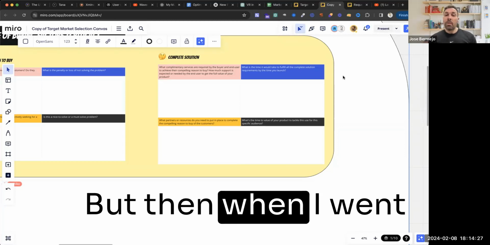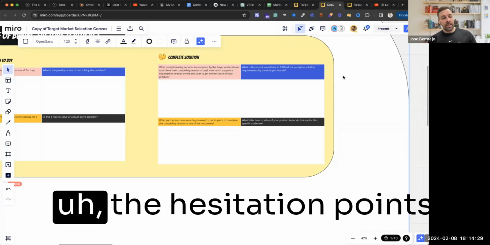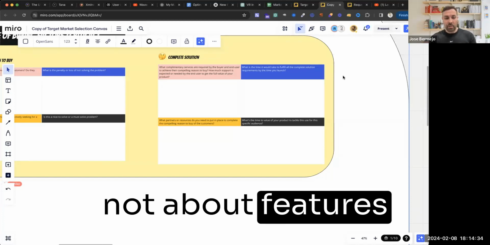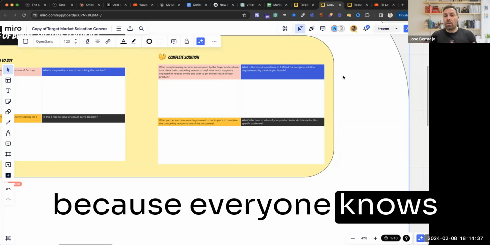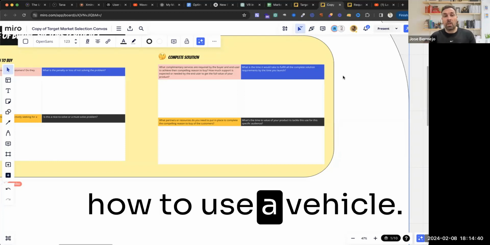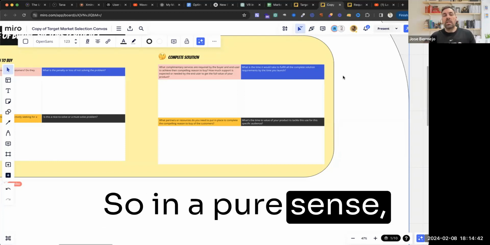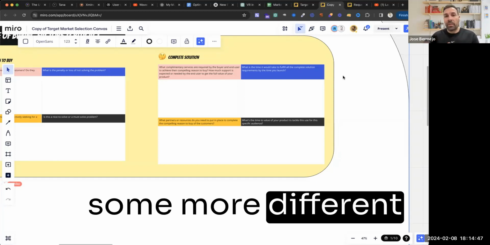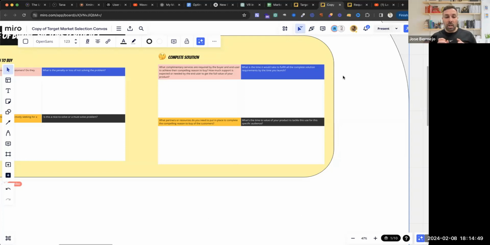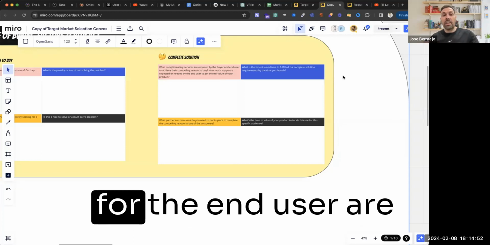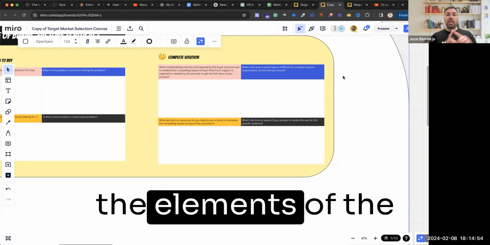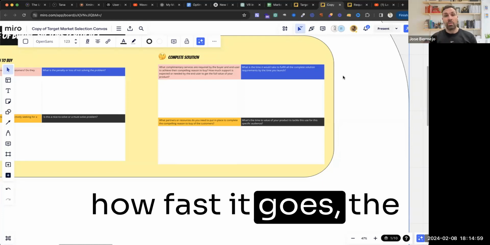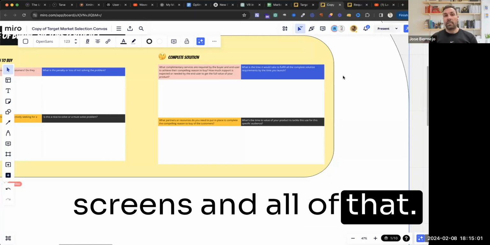But then when I went through the interviews, the hesitation points and objections were not about features because everyone knows what a vehicle is and how to use a vehicle. So in a pure sense, at the end of the day, it's about driving. And yeah, I can have some different core features, but what truly changes for the end user are the elements of the complete solution. It's not how far it goes, how fast it goes, the screens and all of that.